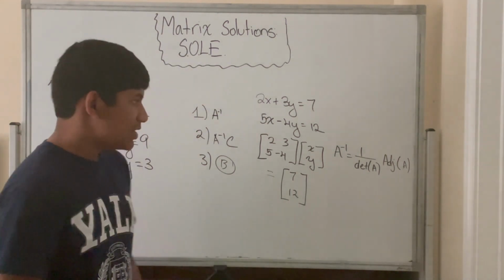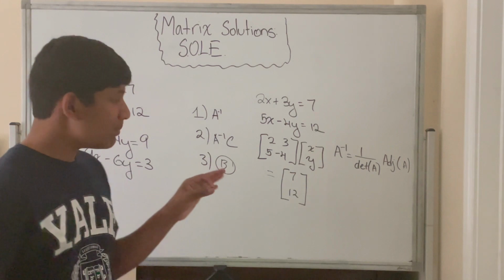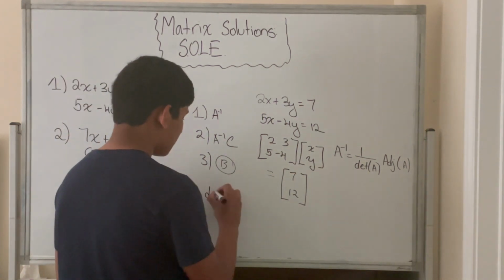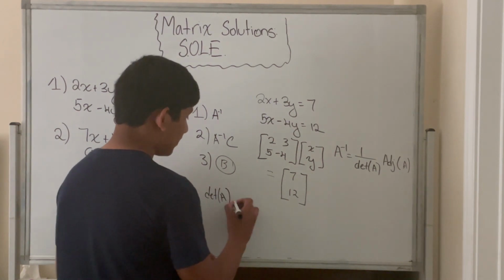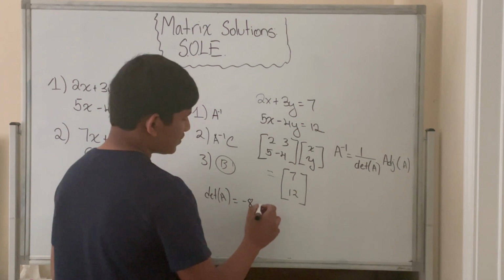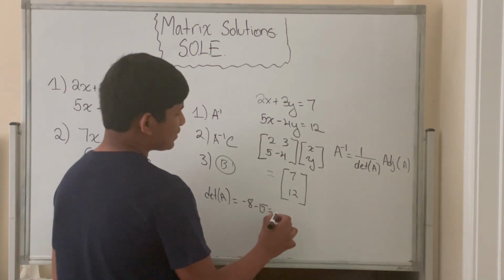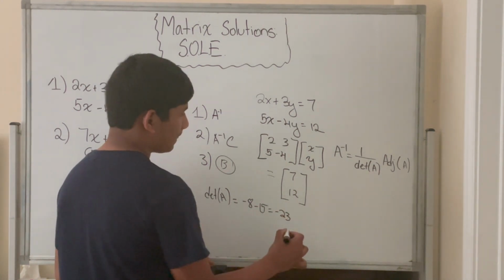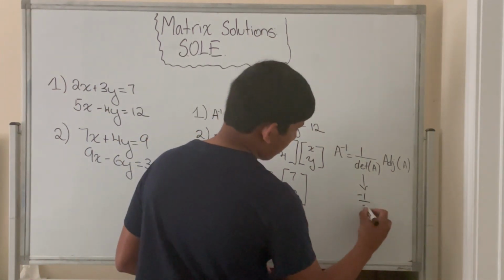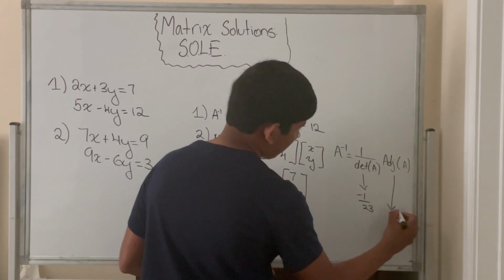Okay, so let's find A inverse. The determinant is 2 times negative 4, which is negative 8, minus 3 times 5, which is 15. This is equivalent to negative 23. So we've got so far negative 1 over 23.